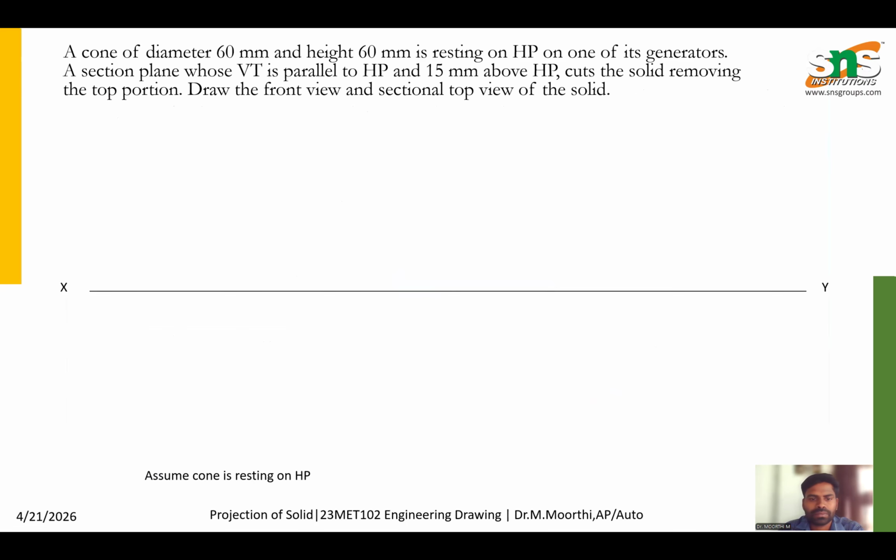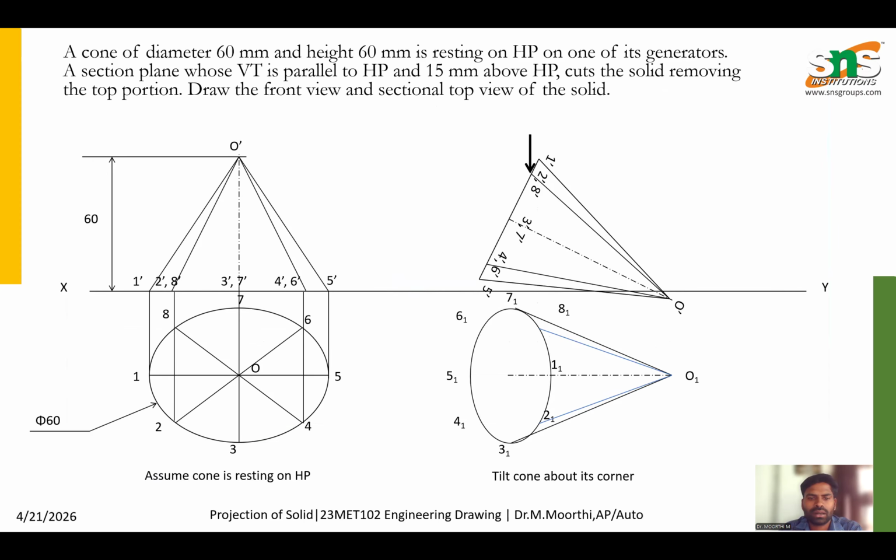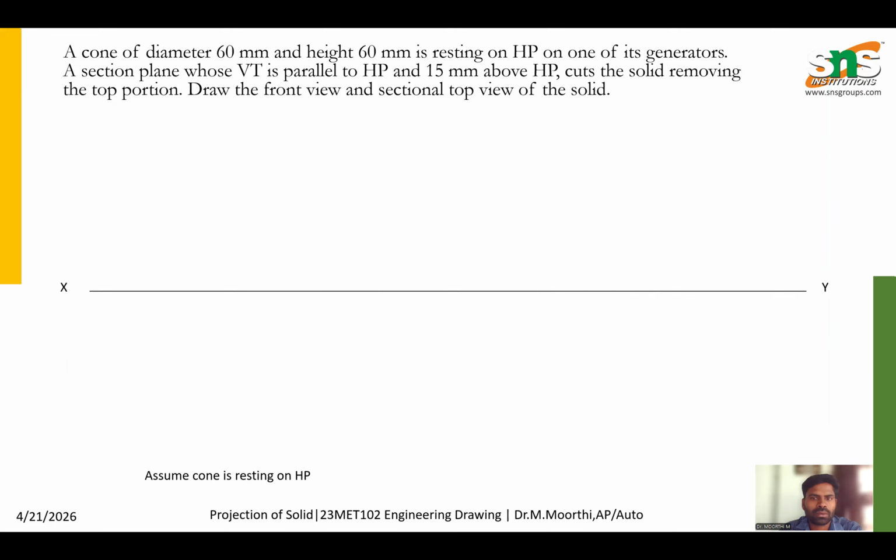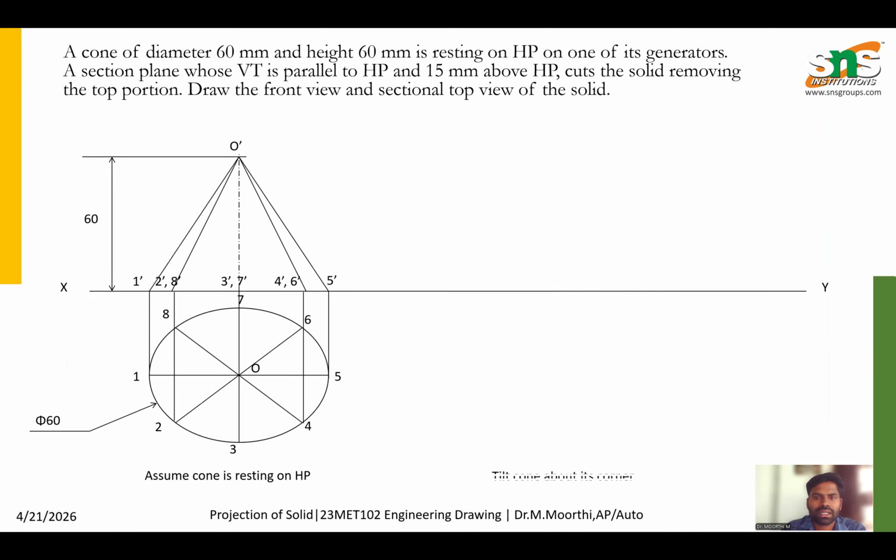Here is another problem that we have listed. A cone of diameter 60 millimeter and height 60 millimeter is resting on HP on one of its generators. A section plane, vertical and parallel to HP, 15 millimeter above HP, cuts the solid and removes the top portion. Draw the front view and sectional top view.